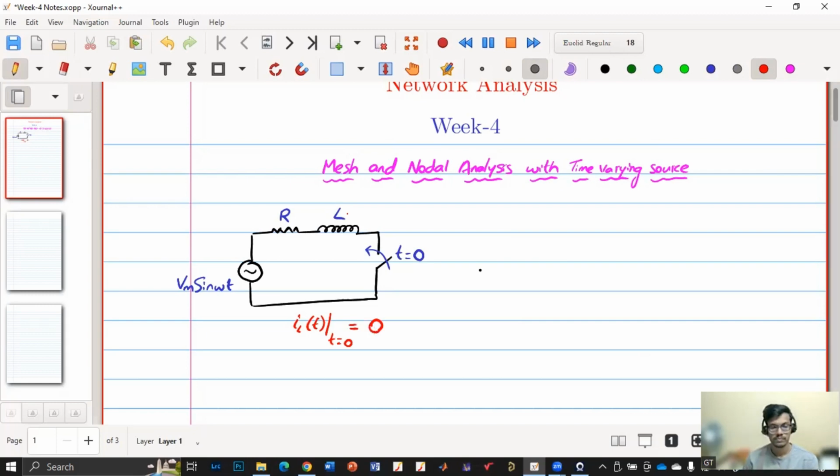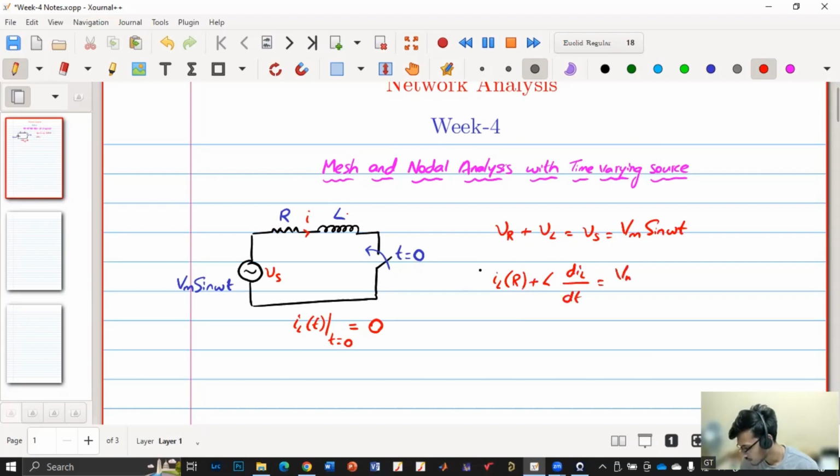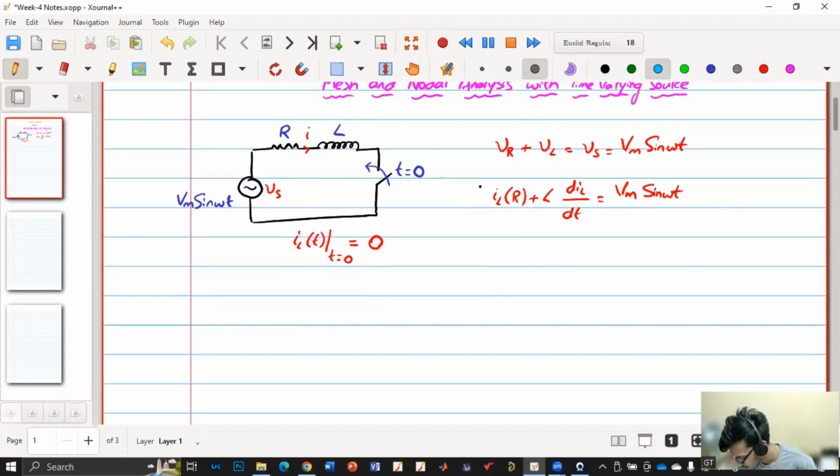Now how do we solve this? R into IL plus L di by dt. Yes. So if we apply KVL, it will be VR plus VL equals the input source VS, which is Vm sine omega t. And VR is nothing but IL into R, and VL is nothing but L dIL by dt, equals Vm sine omega t. Now I'll write this in the linear differential equation format, so we can directly apply whatever we studied last week. It will be dIL by dt plus R by L into IL equals Vm by L sine omega t. Omega is in radians.